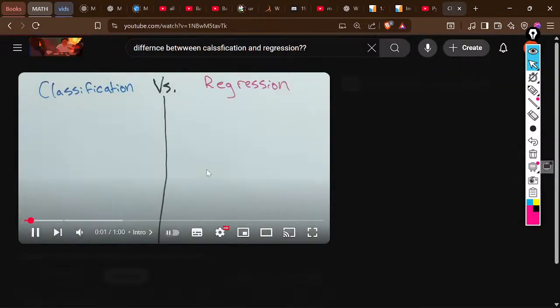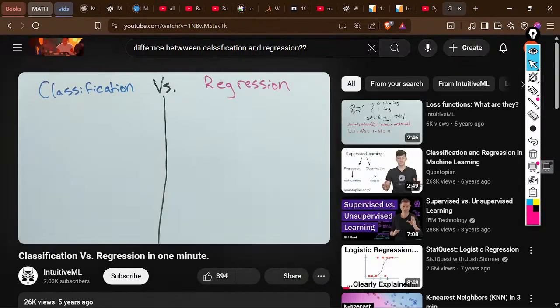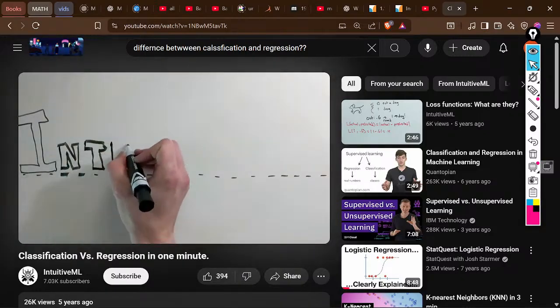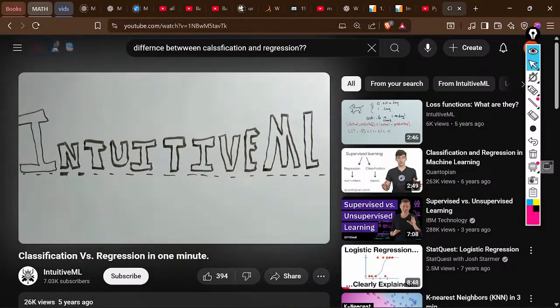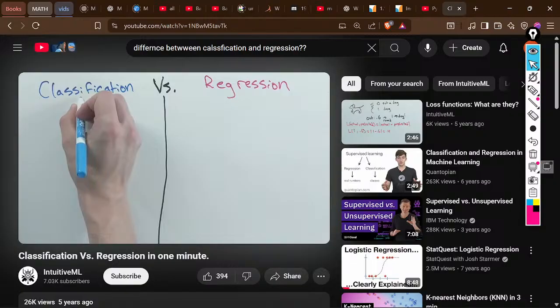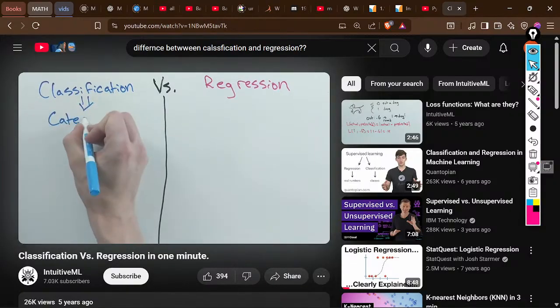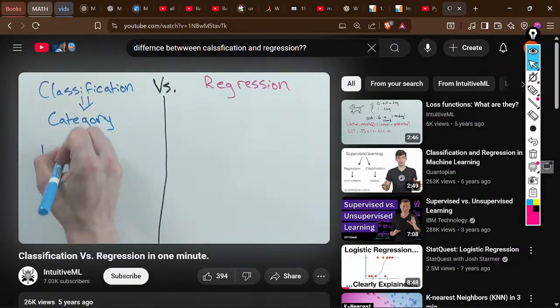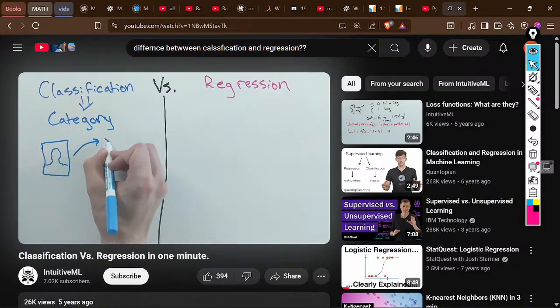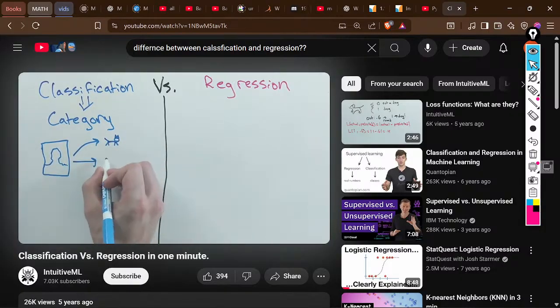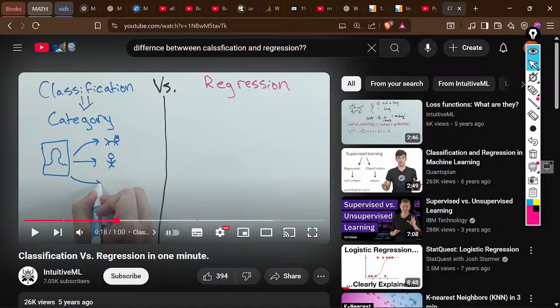Classification and regression are two different types of machine learning problems. Classification problems are problems where you're trying to predict what category your data belongs to. For example, if you were trying to predict if a picture is of a cat, a person, or a butterfly, that would be a classification problem.